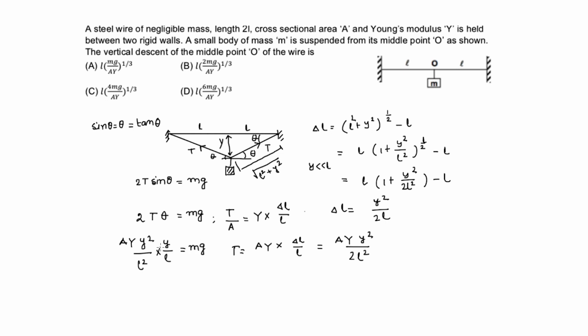So that also becomes y by L is equal to mg. From there, if you try to find the value of y, it is y cube, so it is mg by AY into L cube. So if you solve it, you will eventually find the option A correct.